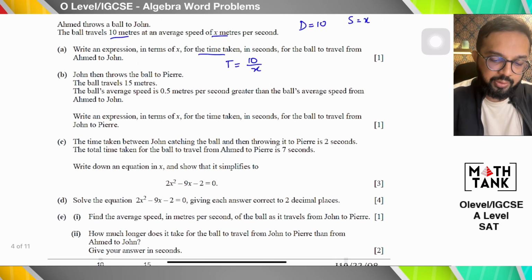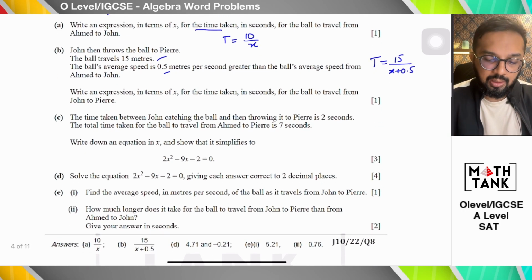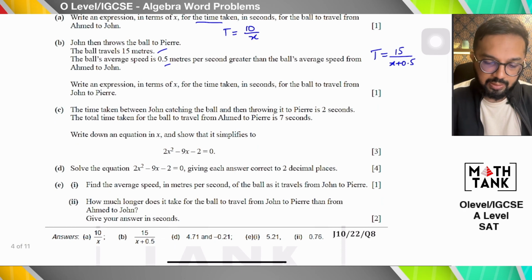John then throws the ball to Pierre. The ball travels 15 meters. The ball's average speed is 0.5 meters per second greater than the ball's average speed from Ahmed to John. So I'm going to say that the time is now 15 divided by x plus 0.5. The speed has changed and so has the distance. Okay, I'm done in terms of x.